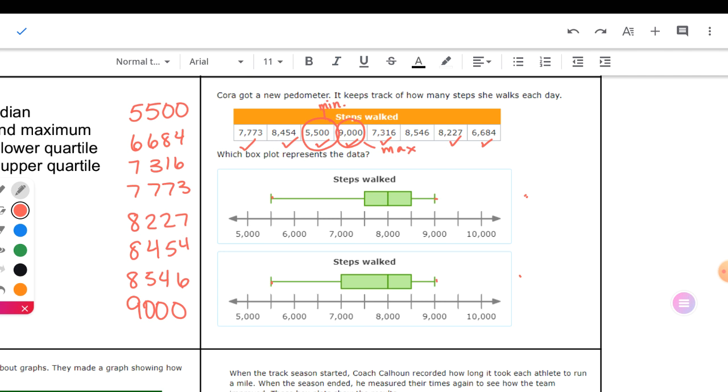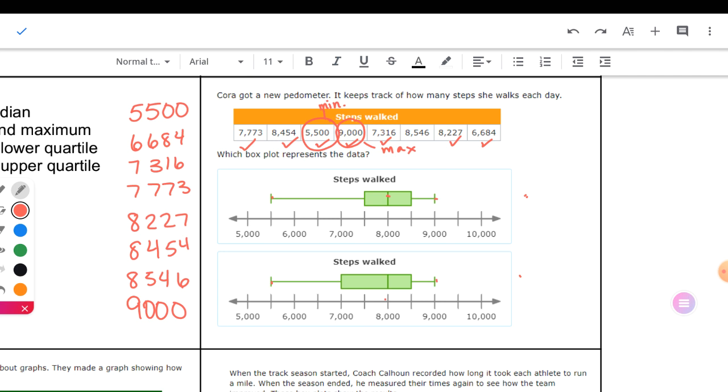So we do minimum, maximum. That's what we check first. Then we go to Q2. I know it's weird. We go to Q2 first because that's the overall median. What do you notice about Q2 in both of these? What do you notice? Emmett? The line is like lined up on the 8. Yeah, it's right around 8,000 on both of them.